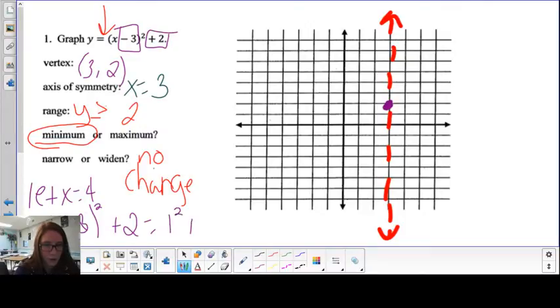So I have 1 squared plus 2. 1 squared is 1. 1 plus 2 is 3. So my new point is 4, 3. I'm going to go ahead and put that on here. And we know that the parabolas reflect across each other. So since I have a point here, I'm also going to have a point over here. And then I can just connect my lines and make my curve.